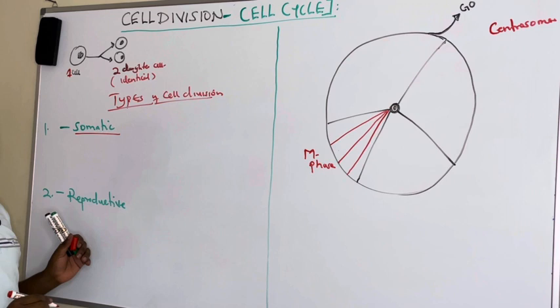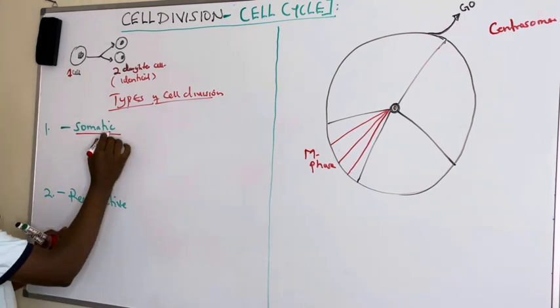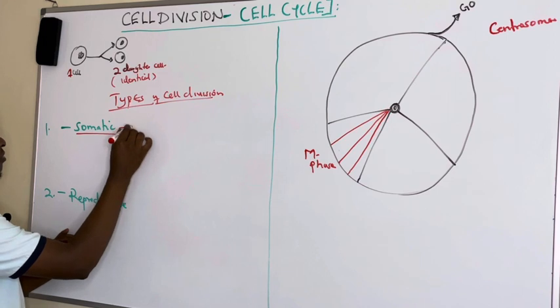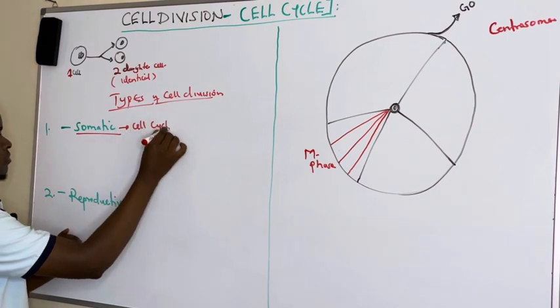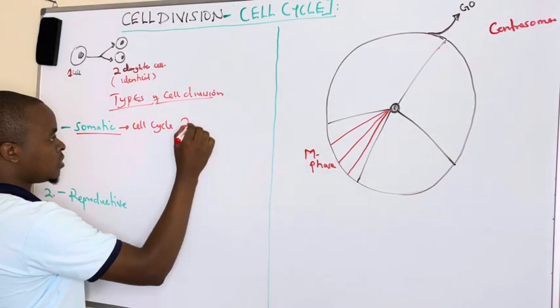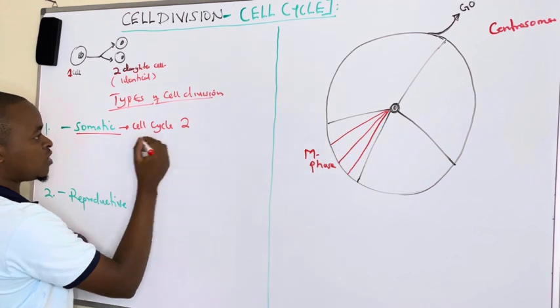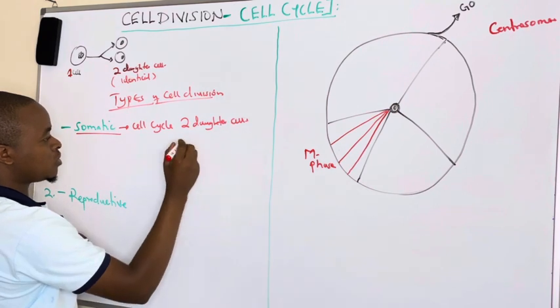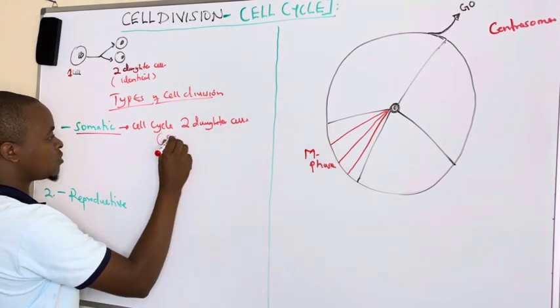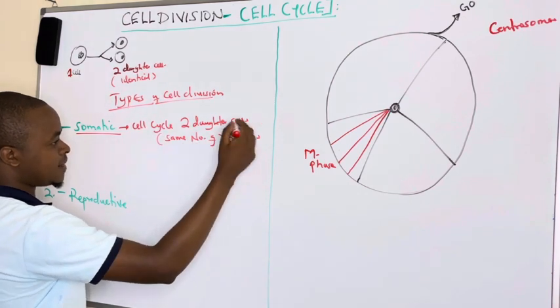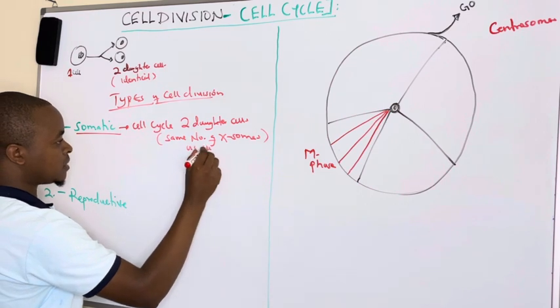So this somatic cell division occurs in the somatic cells of the body, whereby if I have a somatic cell, it undergoes what we call the cell cycle. And at the end, one parent cell produces two daughter cells, and these two daughter cells have the same number of chromosomes and the same kind as the parent cell.